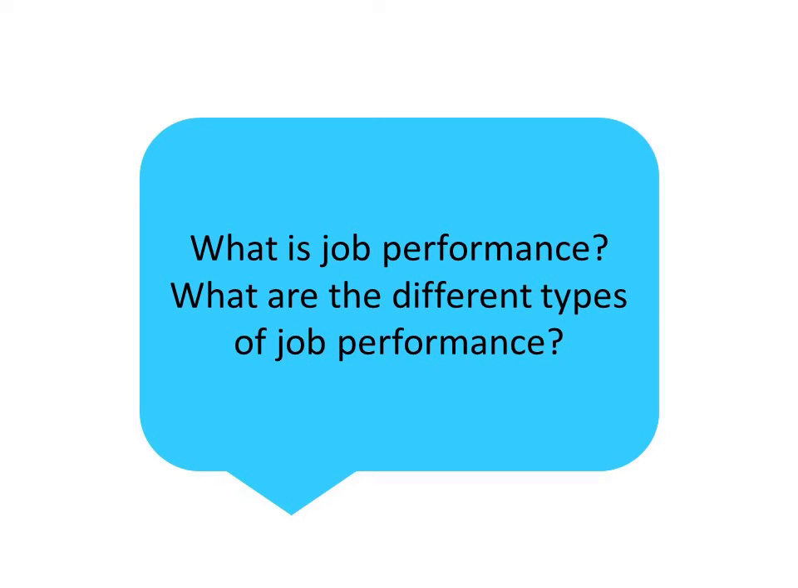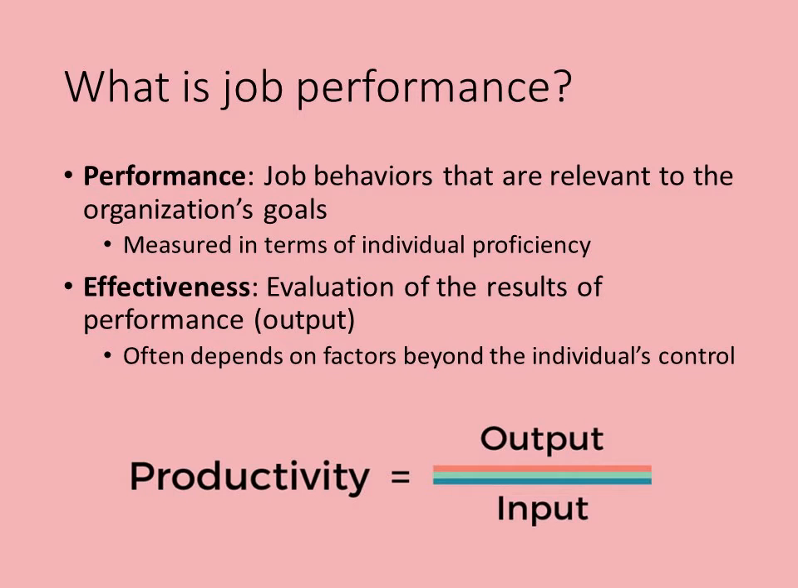In part 2 of this lecture, we're going to learn more about the different types of job performance that IO psychologists measure. One of the most important things an IO psychologist does is measure performance. The word performance involves action, behaviors. When we measure performance, we're measuring the behaviors that people use to do their jobs.